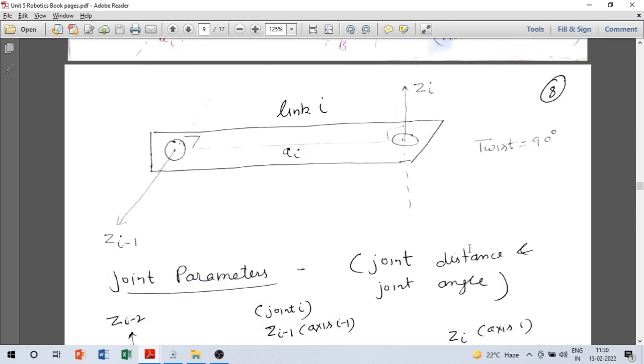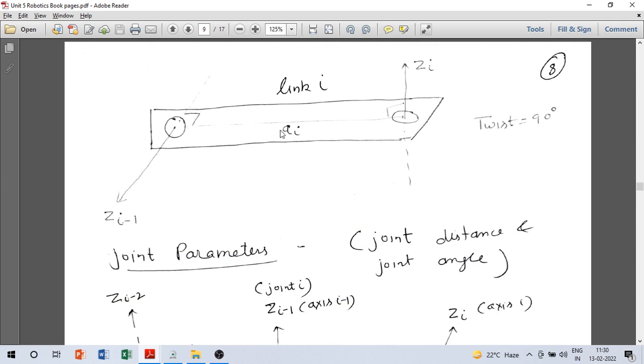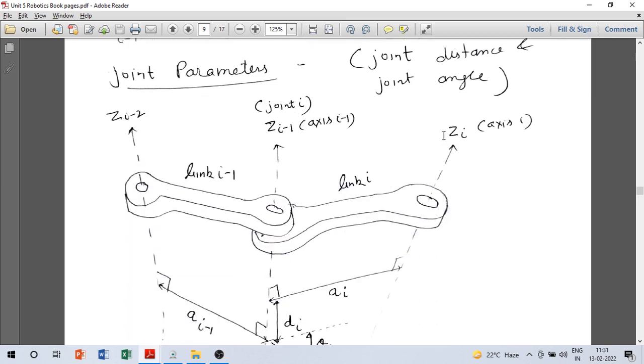So as an example, you see here another link I, and this is axis I minus 1, indicated as Z I minus 1. This is axis I, indicated as Z I. The common perpendicular to these two axes is this distance here, that is A I. And in this particular case, you see the twist is actually 90 degrees. That will be the angle between Z I minus 1 and Z I, that will be 90 degrees. So that is link twist here, just an example. So those were link parameters.